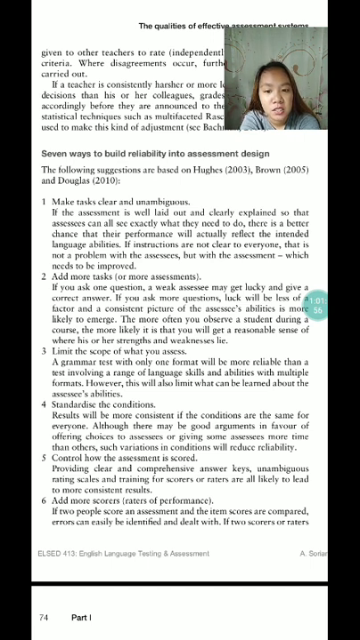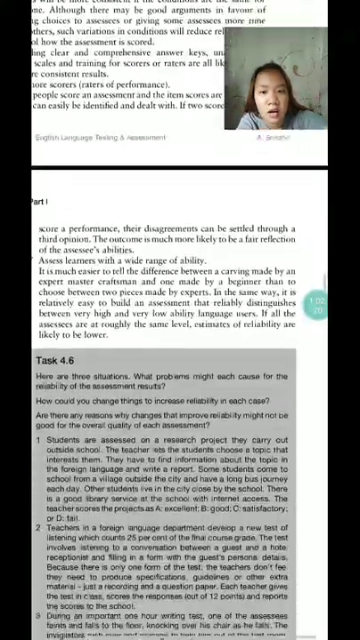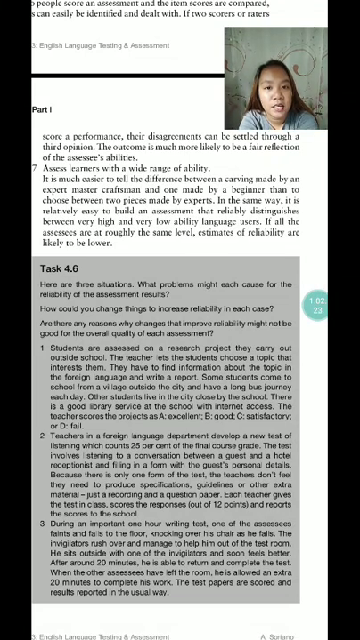And number six is add more scores, raters, and performances. If two people score an assessment and the item scores are compared, errors can easily be identified and dealt with. If two raters score a performance, their disagreement can be resolved through a third opinion. The outcome is much more likely to be a fair reflection of the assessee's abilities.